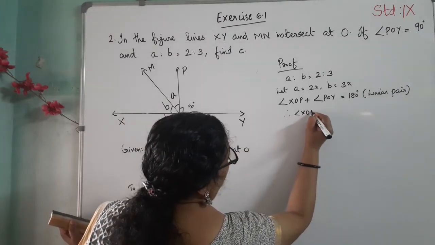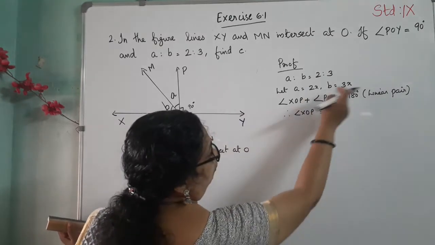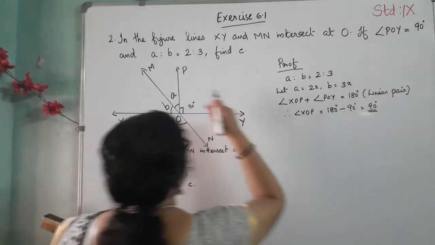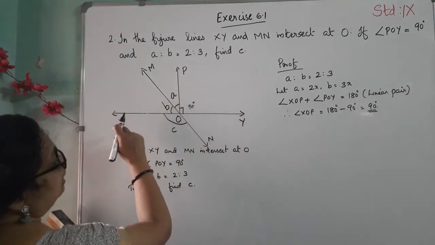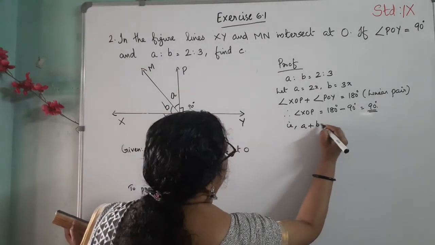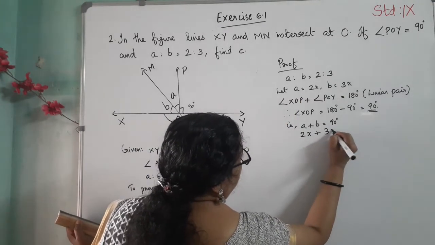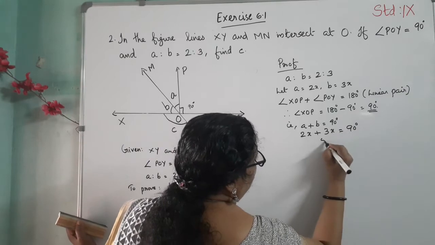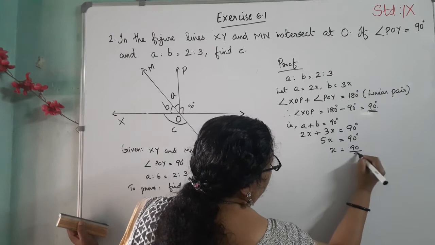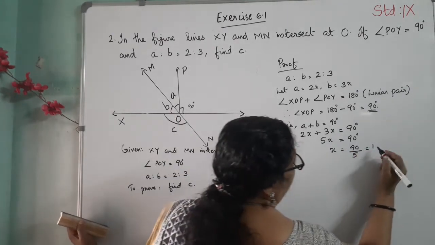Therefore angle XOP is equal to 180 degrees minus POY. POY is 90 degrees, so angle POX is 90 degrees, that is A plus B equal to 90 degrees. Here A is 2x, so 2x plus 3x equal to 90 degrees. That is 5x equal to 90 degrees, so x equal to 90 divided by 5, which is 18.